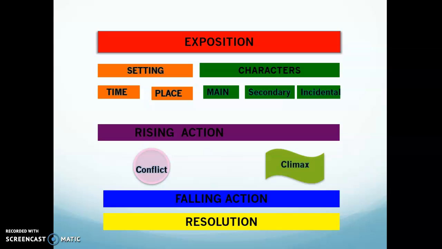Then we have a rising action formed by conflicts, and those conflicts and that rising action will lead us to a climax. After the climax, the story will have a twist, going to a falling action, and finally into a resolution.